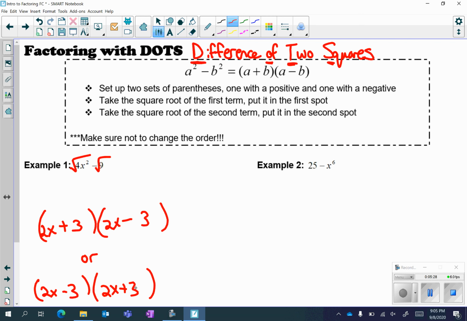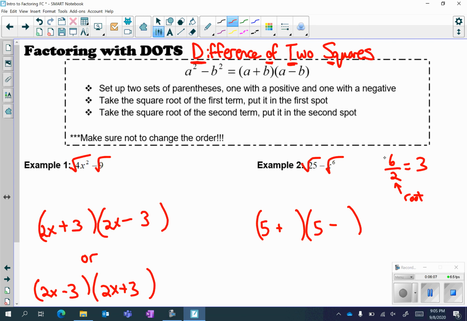So this works. One's plus, one's minus. The square root of 25 is 5. And now you have to find the square root of x to the 6th. When you're trying to find the square root, all you have to do is divide the exponent by 2. So in this case, 6 divided by 2, 2 is your root, right? Because we're taking the square root. We are going to get 3.